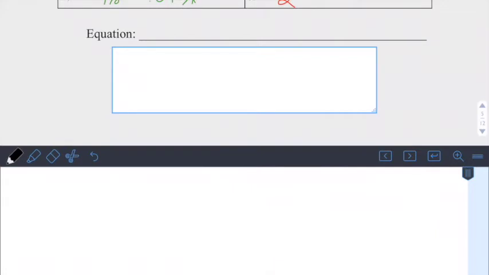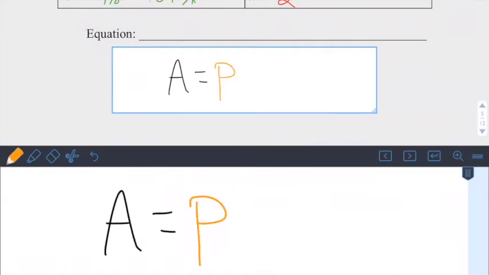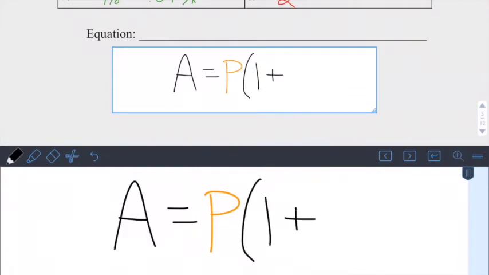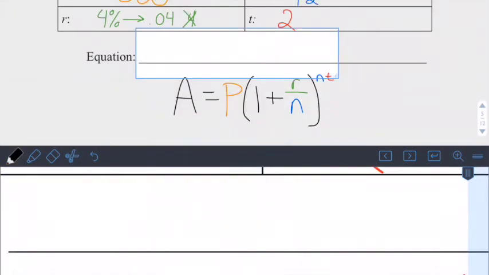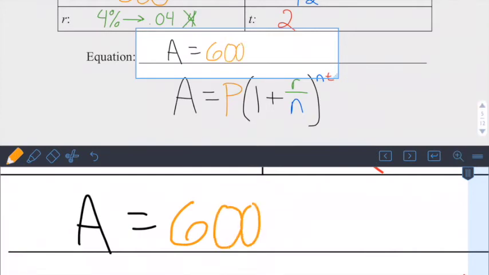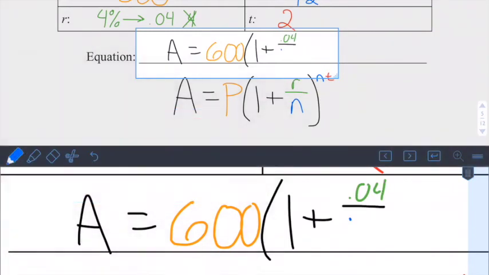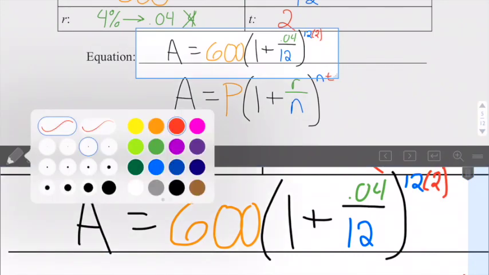So now let's write an equation for this problem. As you remember, the compounding interest formula is A equals P times (1 plus R over N) to the N times T power. Now we will substitute all of our variables. So A will equal 600 times (1 plus 0.04 over 12) to the 12 times 2 power. And that is our equation for the compounding interest.